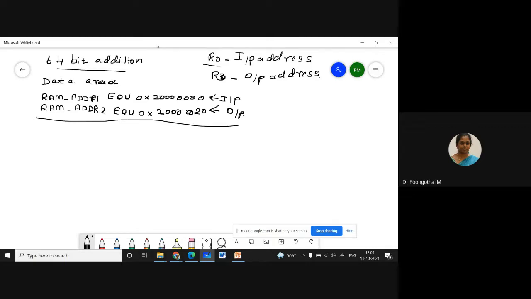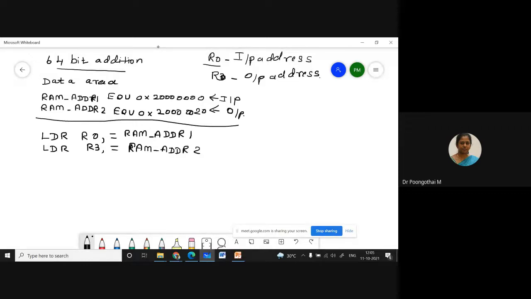So coming to the code area, you have to move address 1 and address 2 into the corresponding registers using the LDR instruction. LDR R0, I'm going to use R0 for the input address, so that is equal to RAM_ADDR1. And next, LDR R3 is equal to RAM_ADDR2. Okay. So what is the next step?